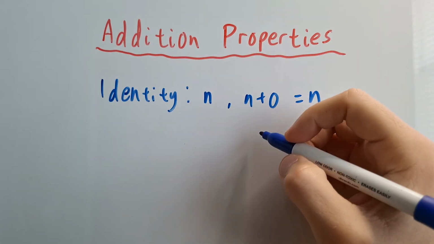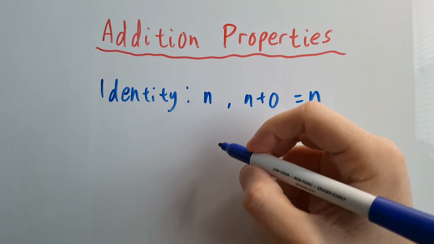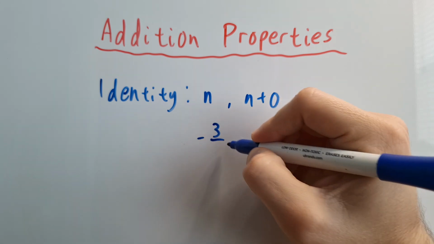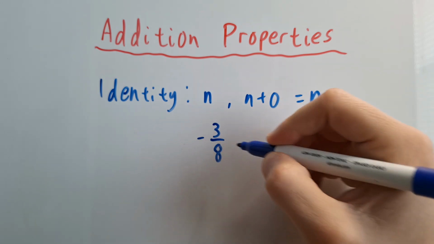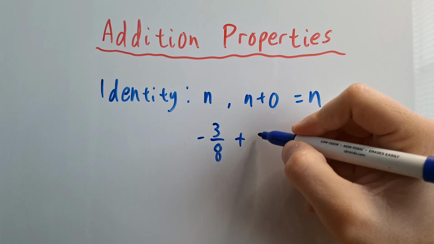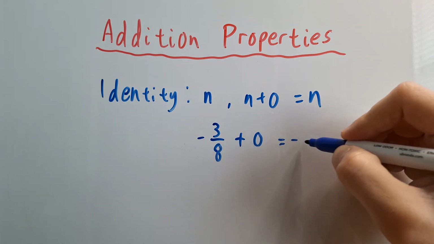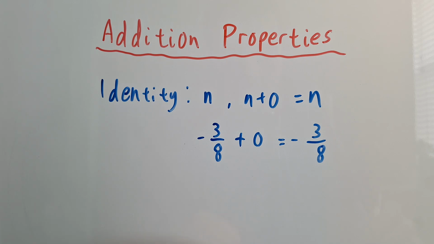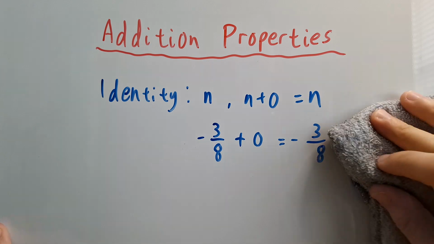That includes decimals, fractions, negative numbers, positive numbers. Let's do negative 3/8. If you add 0, you will still have negative 3/8. This takes care of the identity property of addition. We'll look at one more.